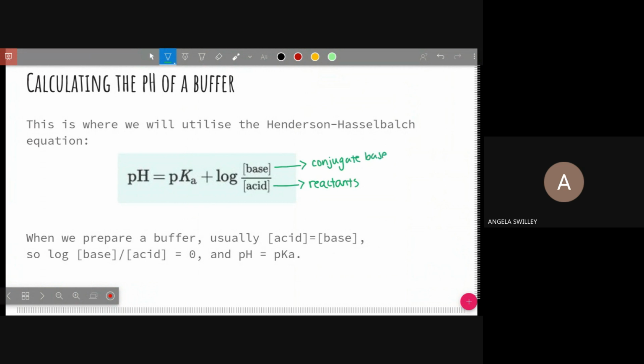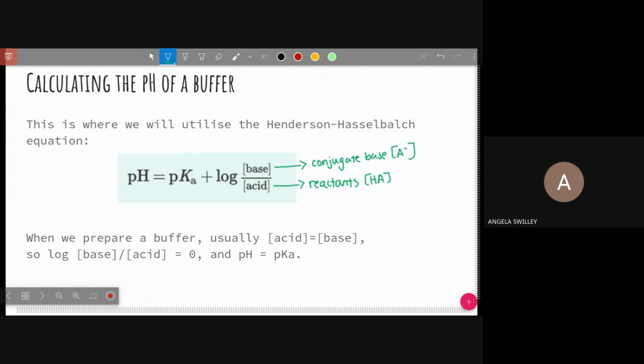A lot of times when we've been writing it, we'll say HA for the acid, and A minus for the conjugate base. I'm going to show you again in a little bit, but you've already seen this. We'll also be using pOH equals pKb plus log of concentration. I'll show you that in just a minute as well.